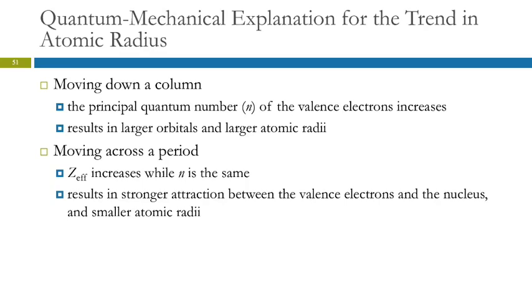So I kind of already said this, but this is the quantum mechanical explanation for the trend. As you're moving down a column, you're adding electrons to higher and higher principal quantum numbers. So those are going to have larger orbitals and thus larger radii. As you go across the period, your effective nuclear charge is increasing while the principal quantum number is the same. And so that increased attraction pulls the electrons in and causes the atom to be a little bit smaller.